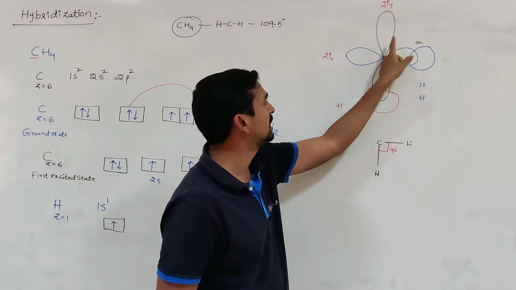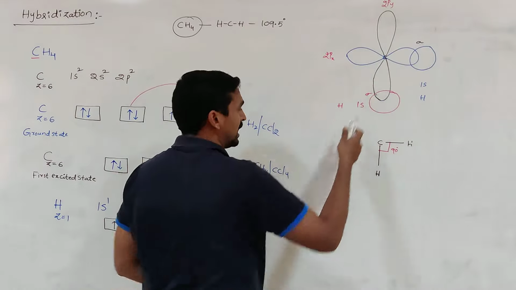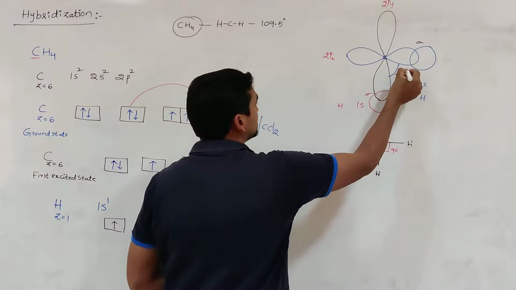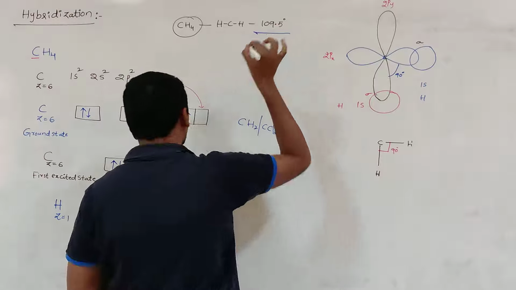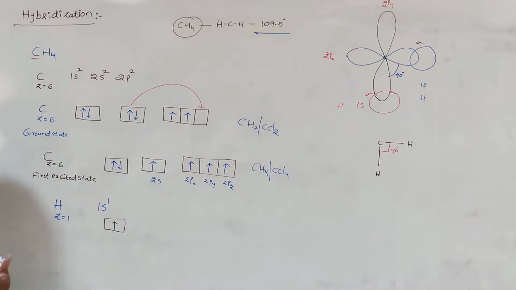Then what is the bond angle here? The bond angle is obviously 90 degrees. But experimentally, what is the bond angle? 109.5. So that could not be explained by the valence bond theory proposed initially.